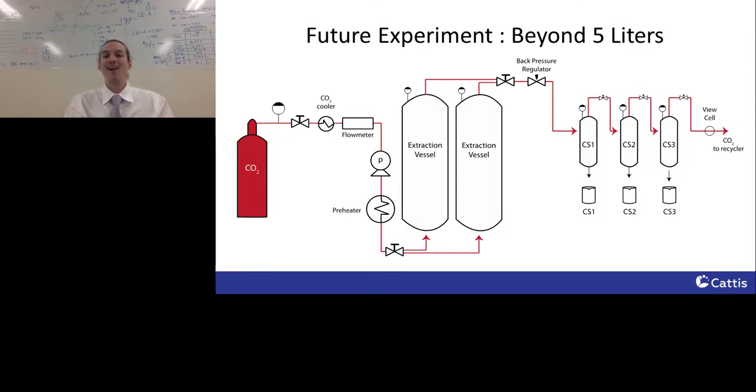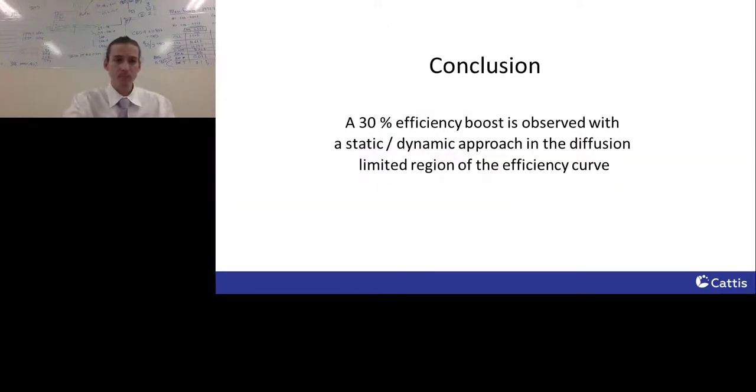So now effectively, we're not losing that 15 minutes of soak time. We're just continuously extracting, but now we're altering the flow to different extraction vessels. And now with this tactic, we're able to maintain our 90% extraction efficiency, but also maintain our 540-minute extraction time. And so overall, we're witnessing a 30% boost in efficiency with the static dynamic approach when we apply that to the diffusion limited region of the extraction curve.